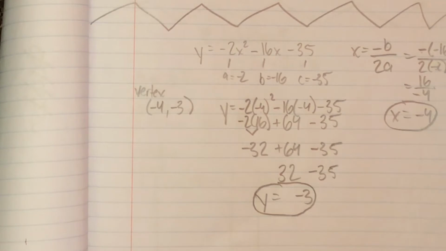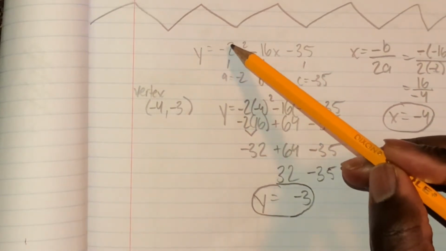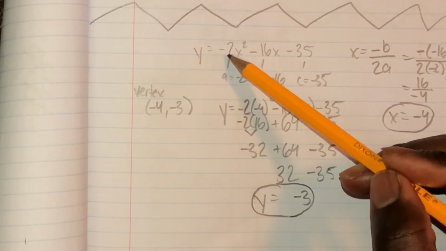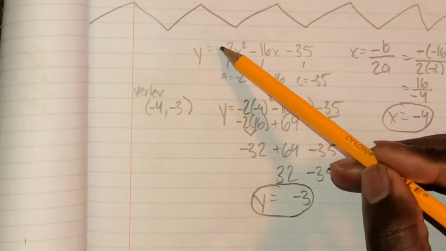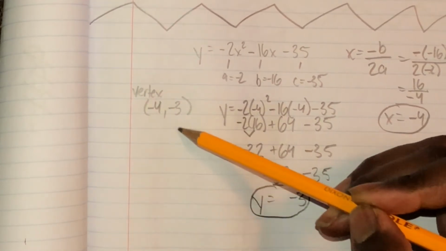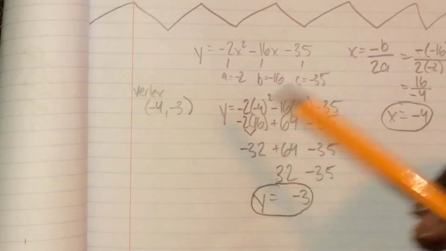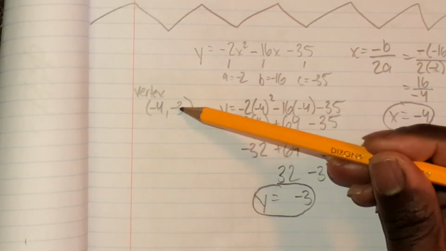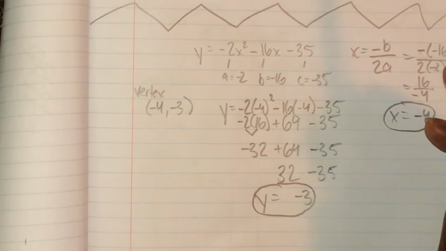Really quick before we leave this page, I want you to notice something. My leading coefficient, or the coefficient that has the x squared attached, for this one is negative. That means that my parabola is going to open down. It's going to be like a frown. All right? And when it frowns, that frown is going to bend at negative 4, negative 3, which we're going to see in a little bit.